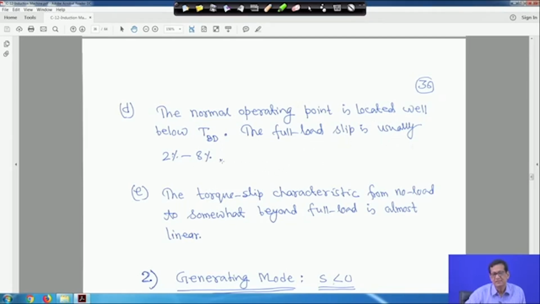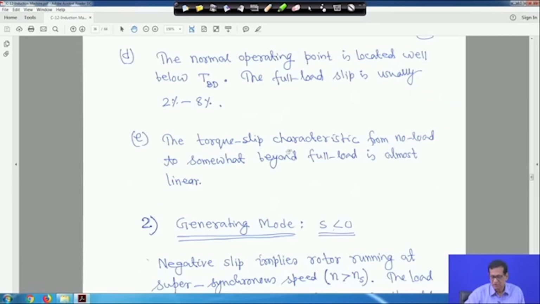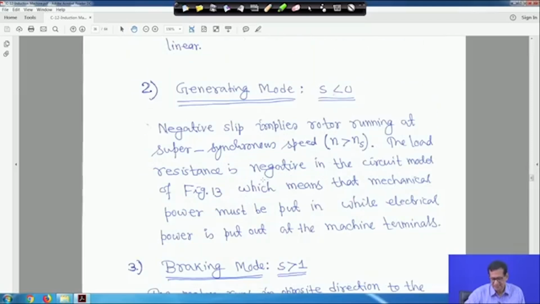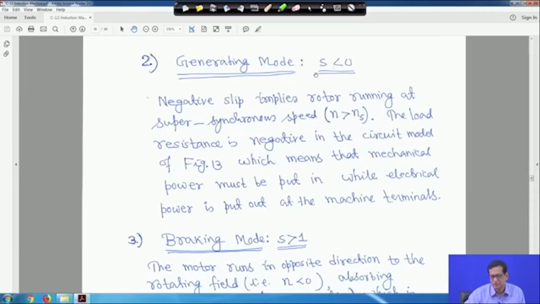So, TBD is the maximum torque, and the torque slip characteristic from no load to somewhat beyond full load is almost linear. I showed you the linear portion. Another thing, just for the sake of completeness, is the generating mode when slip is negative. Negative slip implies the rotor is running at super synchronous speed, n greater than ns, that means the machine is running as a generator. The load resistance is negative in the circuit model of figure 3, which means that mechanical power must be put in while electrical power is put out at the machine terminals, only this much.